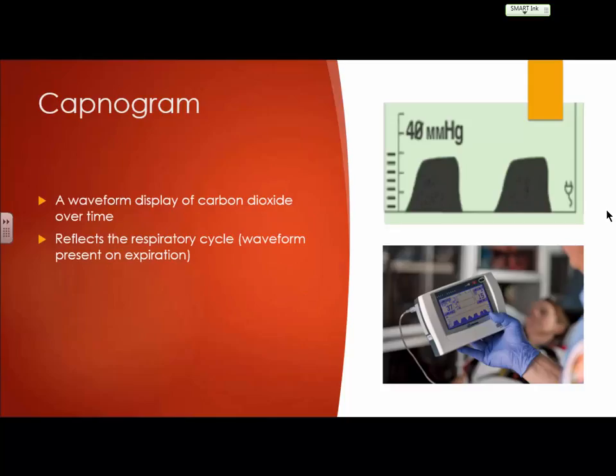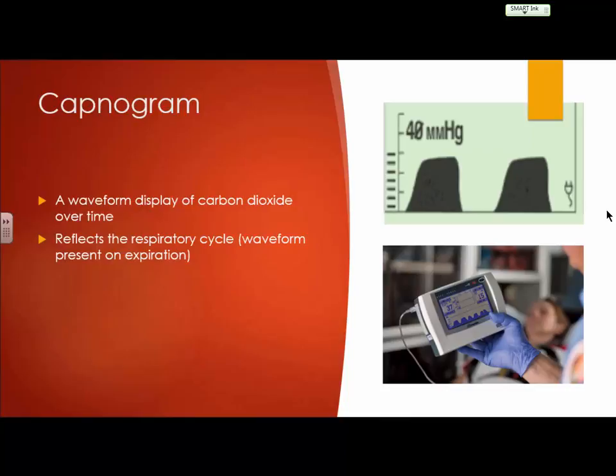All right? With your capnogram or capnograph, a waveform display of carbon dioxide over time. It is on a graph. Okay, it is on a graph where this is measured in length, all right? So if you've got a wider waveform, that means that they're having a longer expiratory time. If you've got a shorter waveform, it means that they've got a shorter expiratory time.